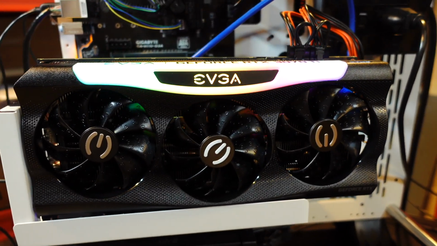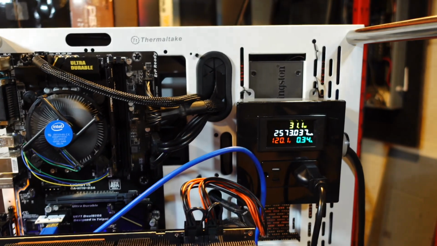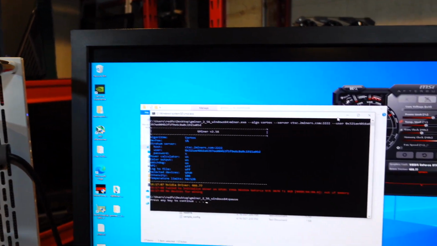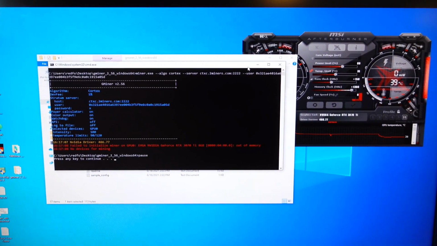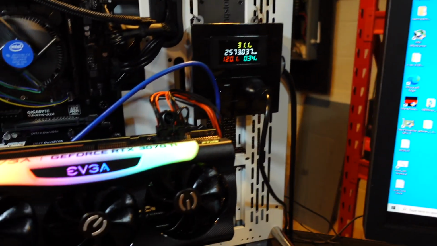Well, that's gonna wrap this one up. Obviously, these are quick overclocks. These are quick testing of these algorithms on this new GPU. So as time goes on, it'll get more dialed in.